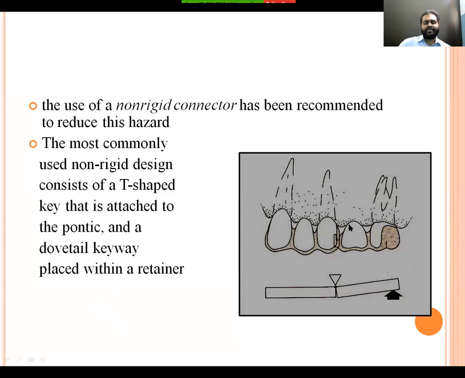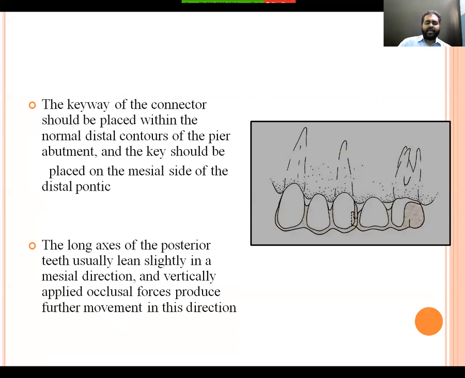Basically, it is designed in such a way that it has a key and keyway pattern. The key of the connector should be placed within the normal distal contour of your pier abutment. You can see in this diagram, in the distal abutment you have the keyway, and the key should be placed on the mesial side of the distal contact. So these are the proper recommendations for your non-rigid connector.